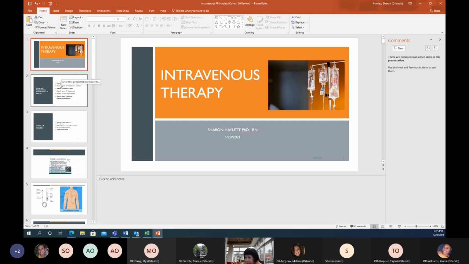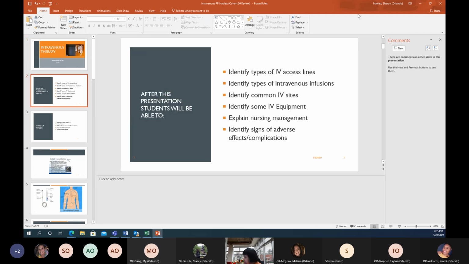Okay, so here we're talking about intravenous fluids, IV. What your test has is mostly this. After this presentation, you're going to be able to identify types of IV access lines, identify types of intravenous infusions, the IV sites, the equipment, the nursing management, and adverse effects and complications. And those things are in your test.